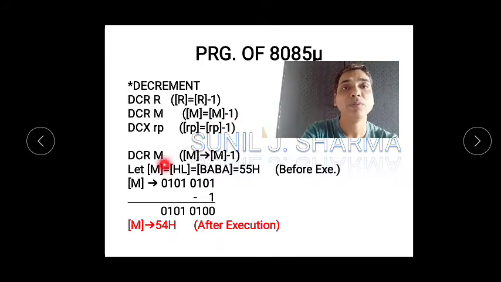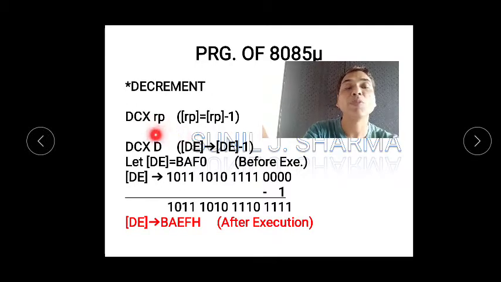Now the contents of the HL pair will be having some address. So what is this BA? This is an address. Value is 55. This is before execution. Now when we subtract, actually subtraction has to be done with the help of 2's complement, but I hope when you do 2's complement also you'll be getting the same output, that is 55 minus 1, 54. Now this belongs to register addressing mode, 1 byte instruction.